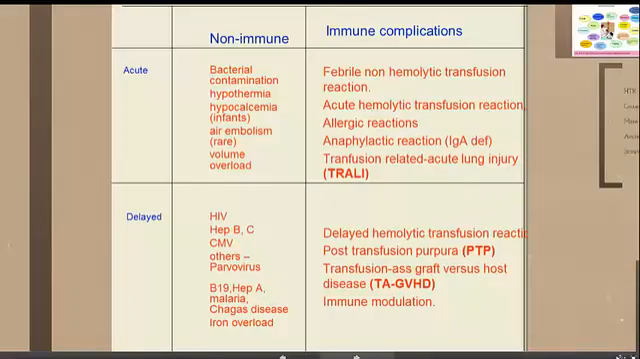Some of the common ones will be discussed in this lecture, but the rest, if you want to know more, you need to read about it.